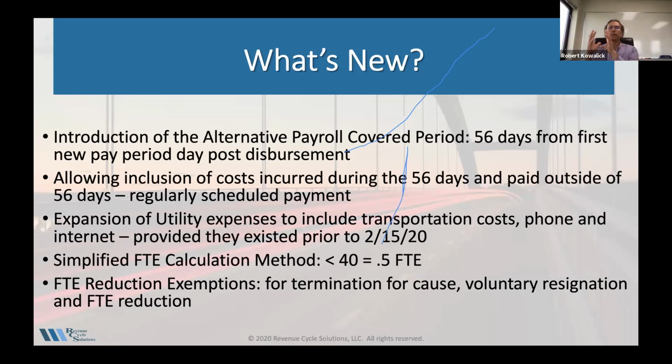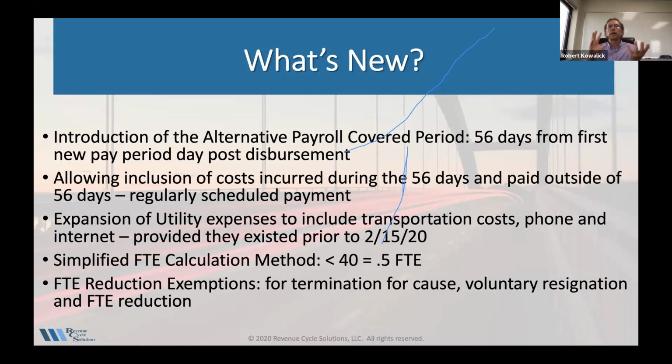You have the option of electing, for certain costs and spend and forgiveness, a completely different 56-day period, and that is this alternative payroll covered period, which starts the first day of the first pay period that followed the disbursement date, based on how your pay periods run. So that's a major new twist, which has introduced some additional complexity.